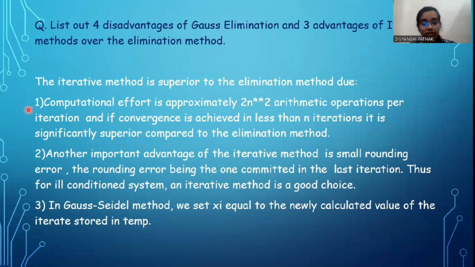Another important advantage of the iterative method is small rounding error. In the iterative method, there is very little chance of rounding error. So for an ill-conditioned system, it is good to use iterative methods over the elimination method. The third point says that in the Gauss-Seidel method, we set x of i equal to the newly calculated value of the iterate stored in time. Basically, it reduces the computational effort as well.